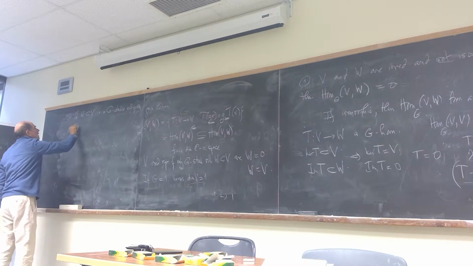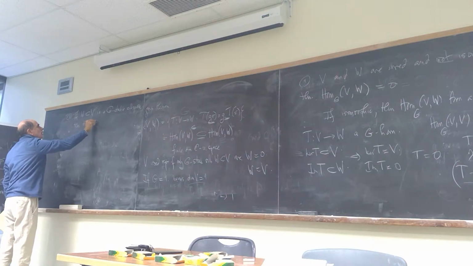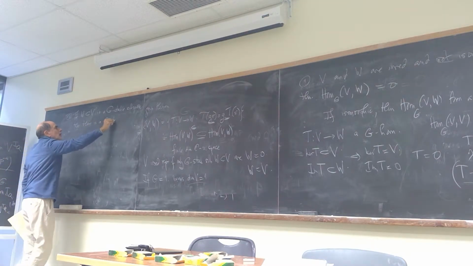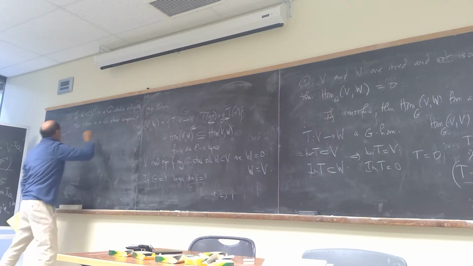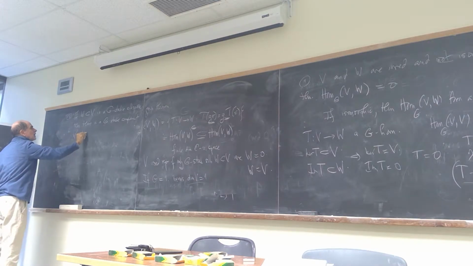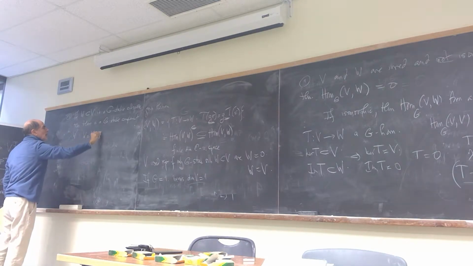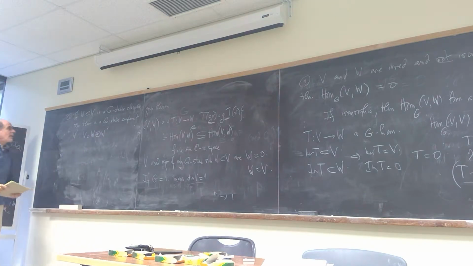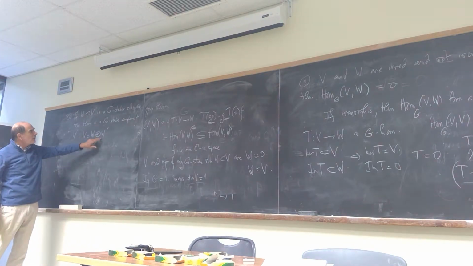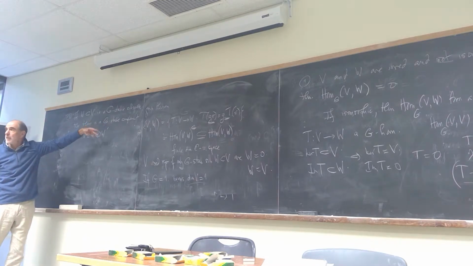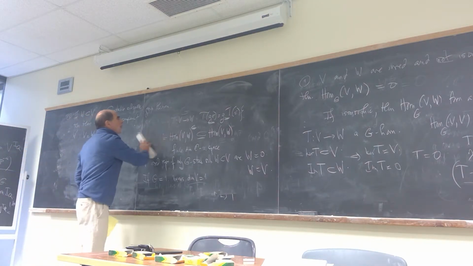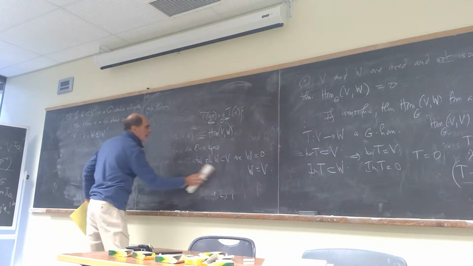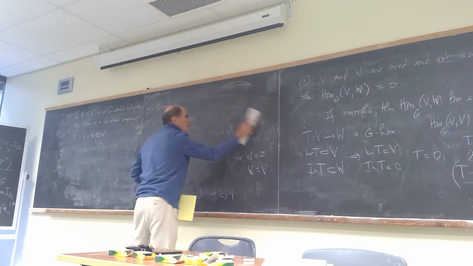then there is a G-stable complement W prime such that V is the direct sum of W and W prime. Namely, it's a sum of subspaces, and G preserves W and G preserves W prime. Okay, so here's Hermann Weyl's proof, which is very cute and uses the complex numbers. There are algebraic proofs that don't need the complex numbers, but this is so nice, so why not?